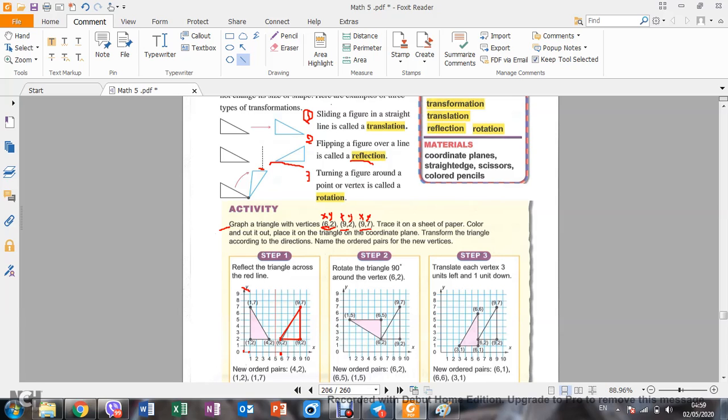Translation, this one is reflected. The first one is reflecting the triangle across the red line. So it gives us the new ordered pair, okay. So 4 and 2, we need to draw a line. After that, again we repeat the same steps.